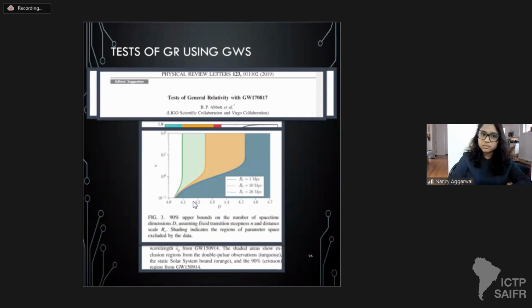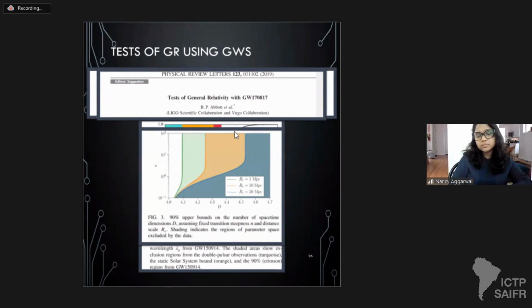So this is the constraint that was obtained on extra dimensions, where D is the number of dimensions. This RC parameter is the sort of length after which you get screening. The gravitational waves traveling at distances higher than RC will leak into these extra dimensions. And N is the steepness of the transition, again, into the leaking of the extra dimensions.